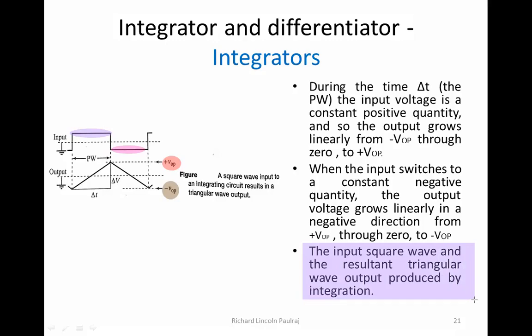Integrators, many students have seen, they get confused between integrators and differentiators. The waveforms are interchanged, and the positions of capacitors and resistors are changed. So do not get confused. An integrator will always have a triangular output for a square waveform. A differentiator will be the reverse. And remember the positions of capacitor and resistor. Okay, fine.